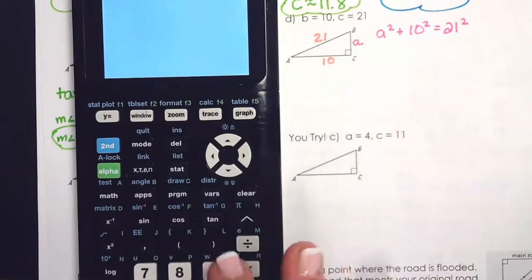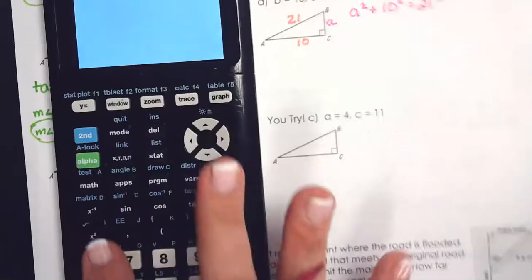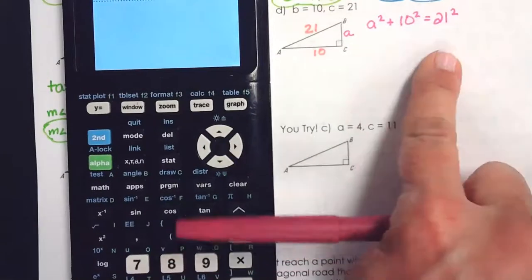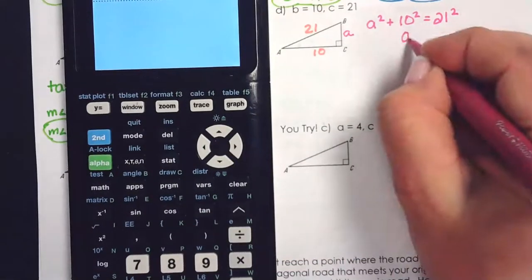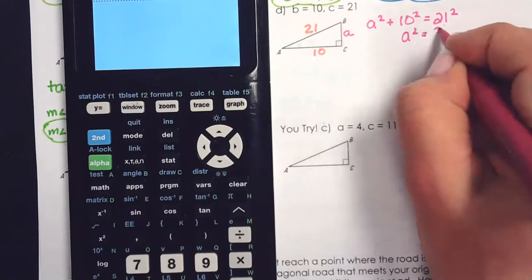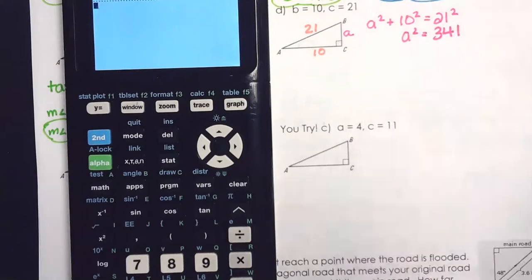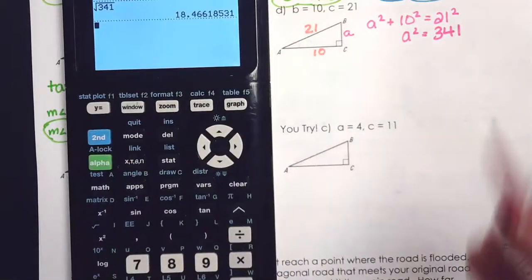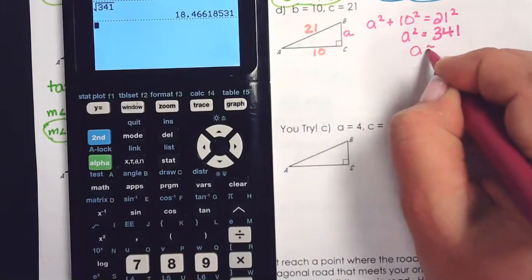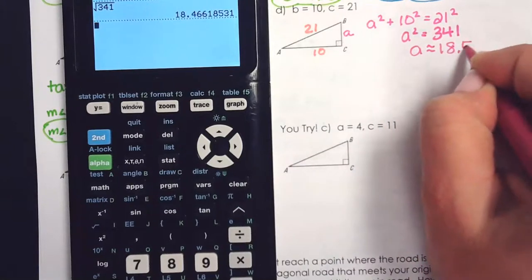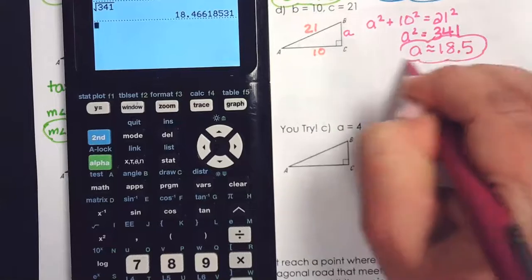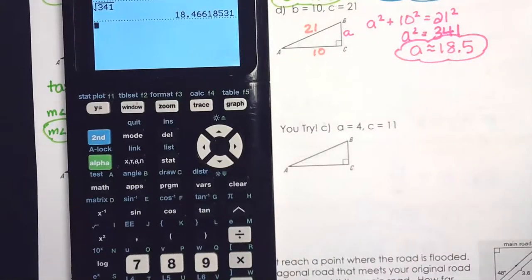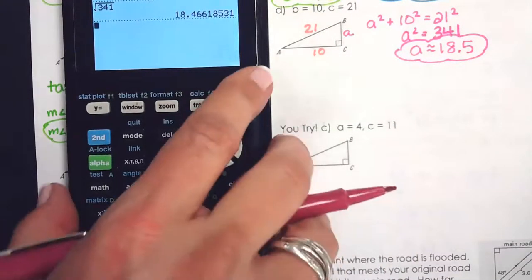Then we could take 21 squared and subtract 10 squared, or you could find what each of these is and then write out more work, that's fine. I got that A squared is 341, do you agree? Okay. And then we'll just take the square root of that, and A is about 18.5. Again, these aren't drawn to scale, as you can see.